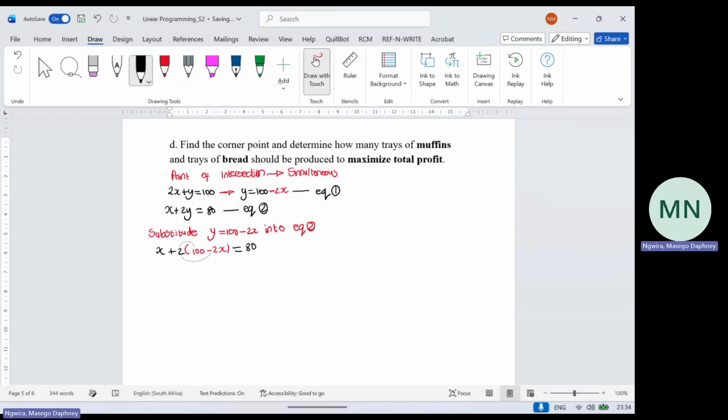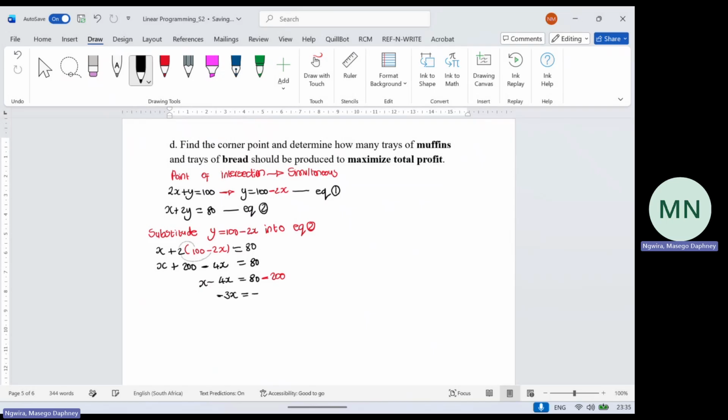Now I said distribute, say 2 times this, 2 times that. So I'm going to say x first. X, then it's going to be plus 2 times 100 is 200. 2 times negative 2x is negative 4x. That's it. Like terms one side. So this will be x minus 4x equals 80. Then I'm going to take the 200 to my right-hand side. It's going to be negative 200. And then now, x minus 4x, it's a negative 3x.